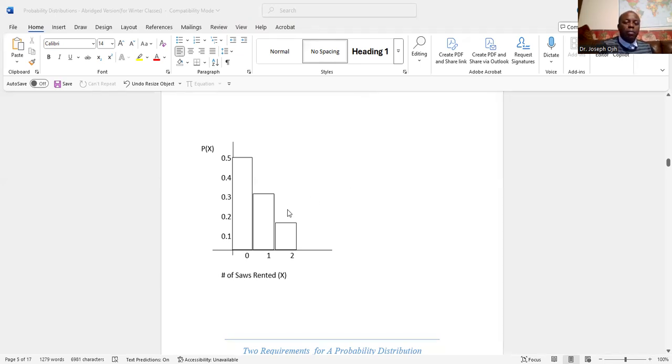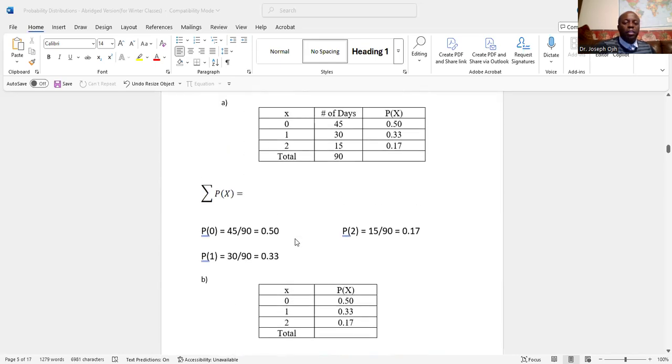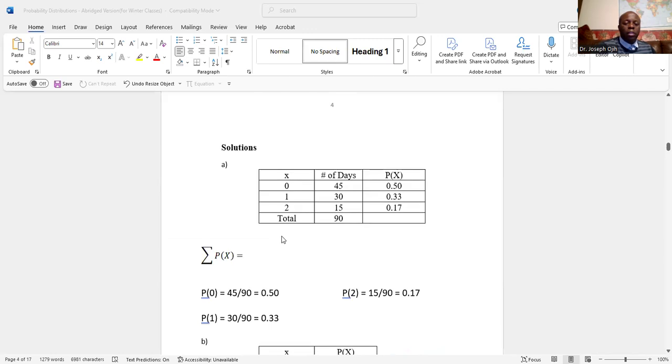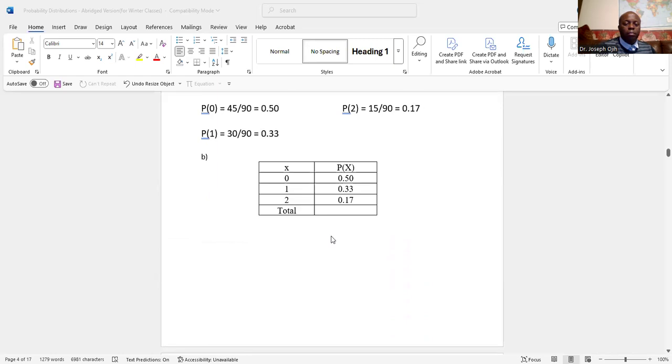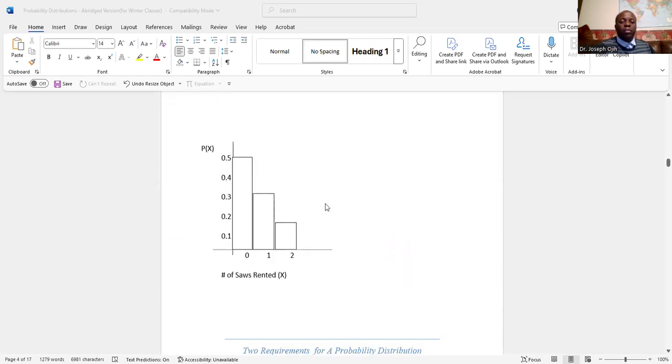Now you can see that the trend is trending down. So we have calculated the required probabilities here. We have our probability distribution here, and we have the graph here. Any question on this? No? Okay, good, excellent.